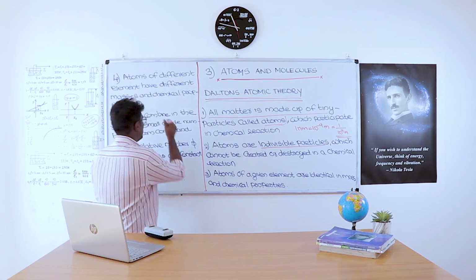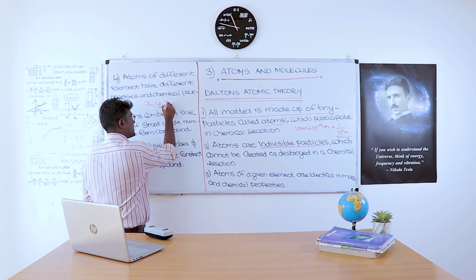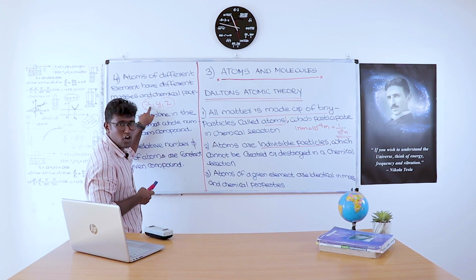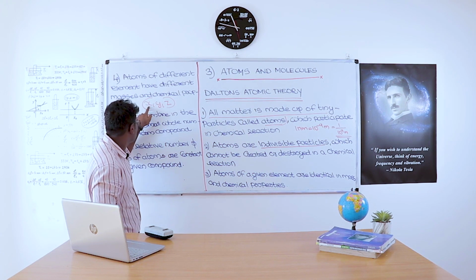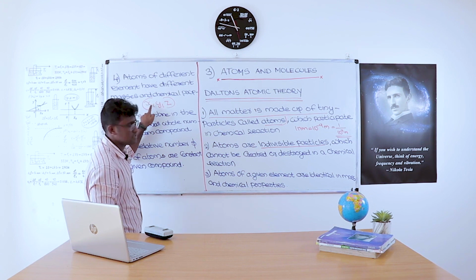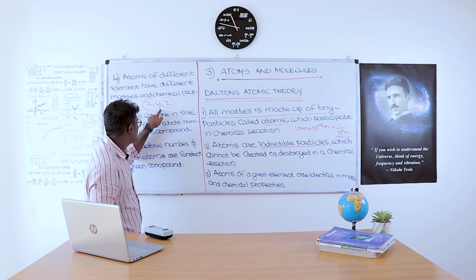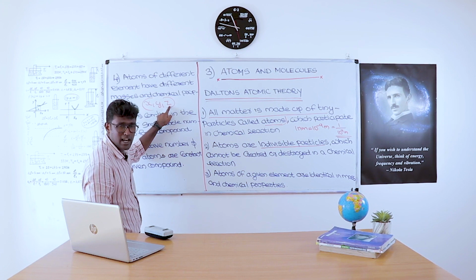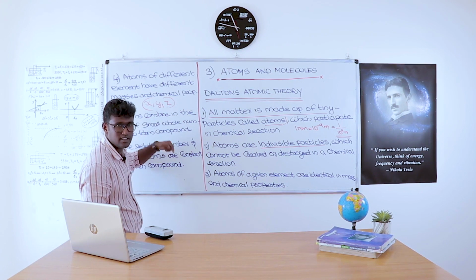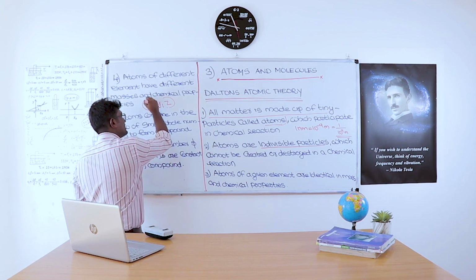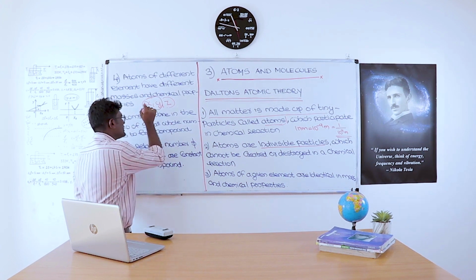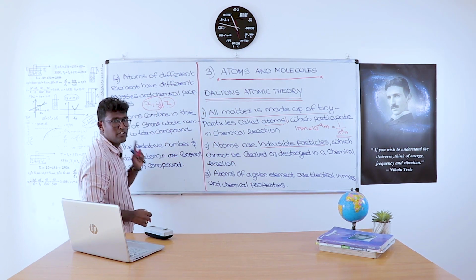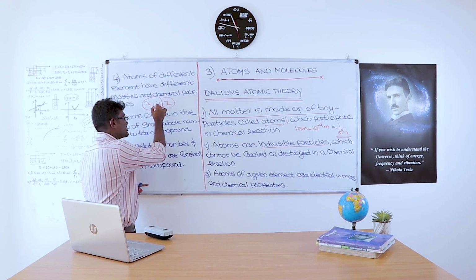That is why, if we consider three elements X, Y and Z, and consider the element X, all the atoms in X show identical mass and similar chemical properties. All the atoms in element Y show identical mass and similar chemical properties. All the atoms in element Z show identical mass and similar chemical properties. But if we consider X and Y, the atoms in X and the atoms in Y show different masses and different chemical properties.